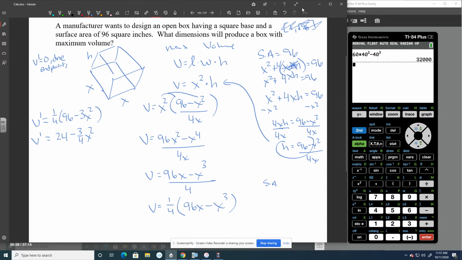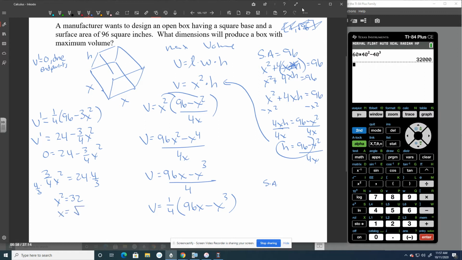We'll focus on where this is equal to 0 and where it doesn't exist. Well, it exists everywhere. It's just a polynomial. Let's check where it equals 0. So 0 equals 24 minus 3/4 x squared. I'm going to add 3/4 x squared to this side. And then the opposite of multiplying by 3/4 is to multiply by 4/3. So when I multiply this side by 4/3, x squared is going to equal 24 divided by 3 is 8. 8 times 4 is 32. So x squared equals 32.